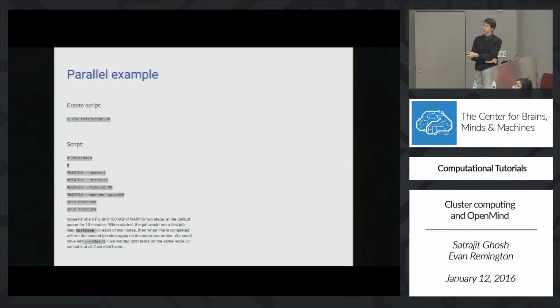Here we've changed the resource parameters. Now we want 2 nodes, 2 tasks, and we put srun in front of these. So what will happen is that for each srun command, 2 tasks will be launched, and these 2 tasks will be launched on 2 different nodes each time. When we run this, this is the output that we get: node 2, node 3, node 2, node 3. So that's what the srun command buys us here.